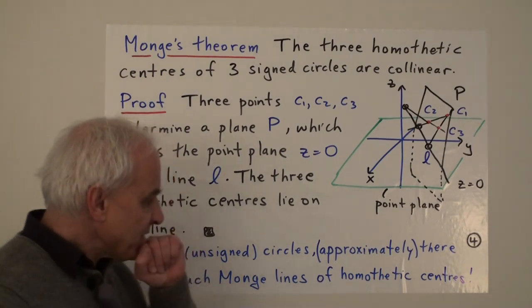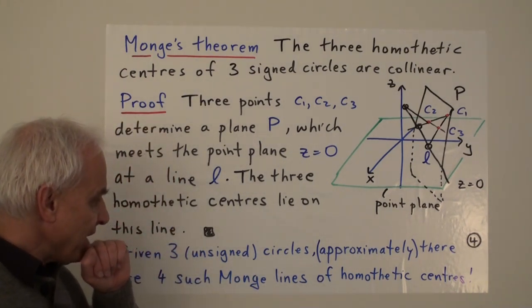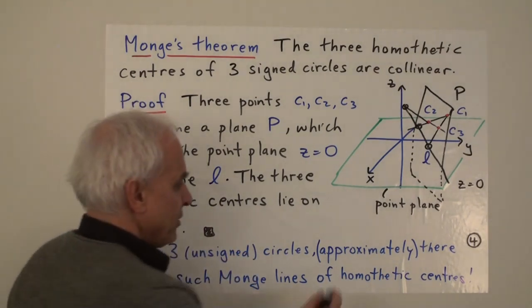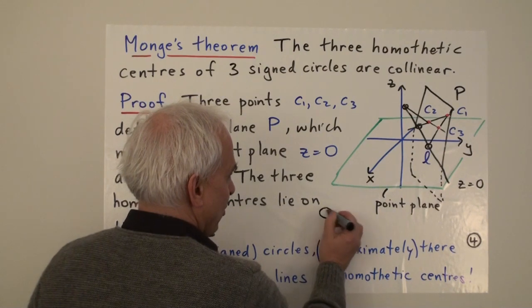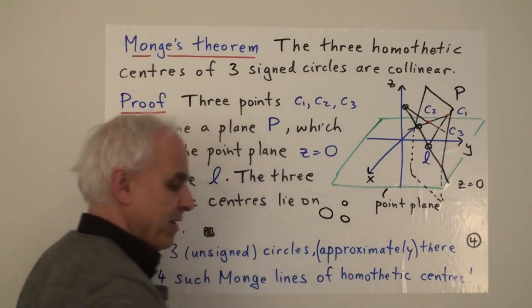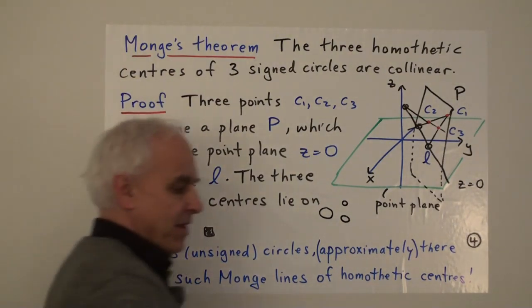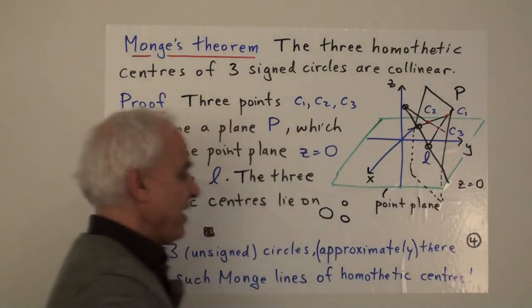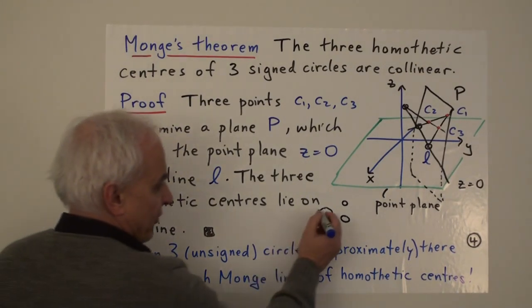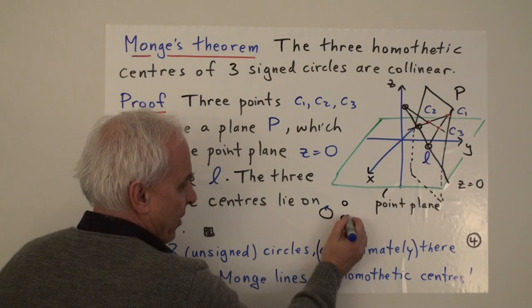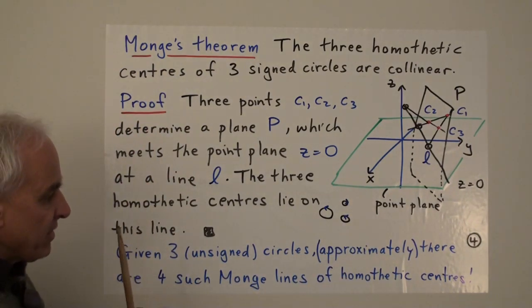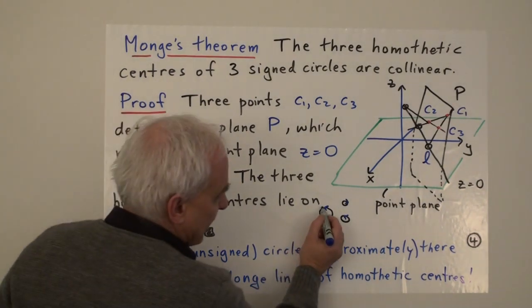All right, so it's an interesting additional comment to make, that if we have 3 unsigned circles, let's say you have one circle here, another circle here, another circle here. All right, so then we can orient these circles in lots of different ways. So we could maybe orient this one this way, orient this one this way, and orient this one in that direction there. Given such an orientation, we can find homothetic centers.